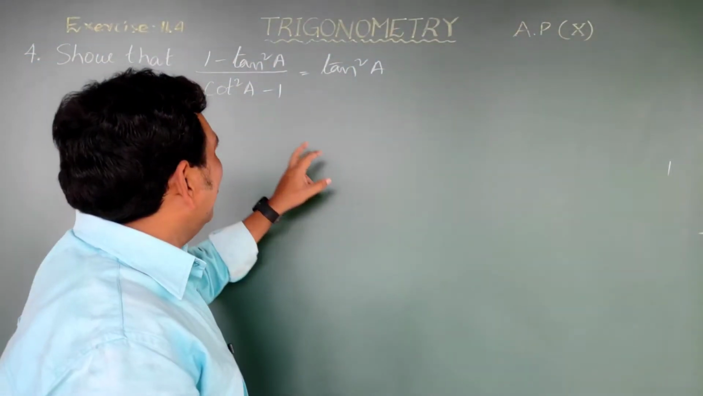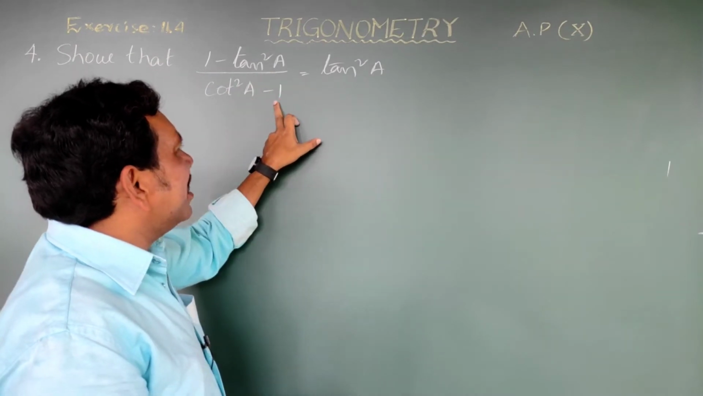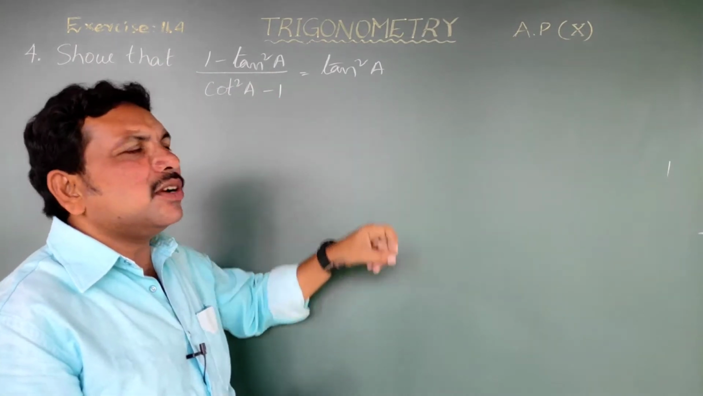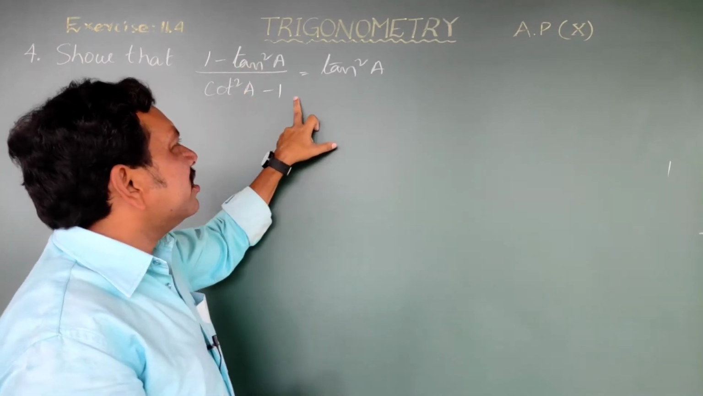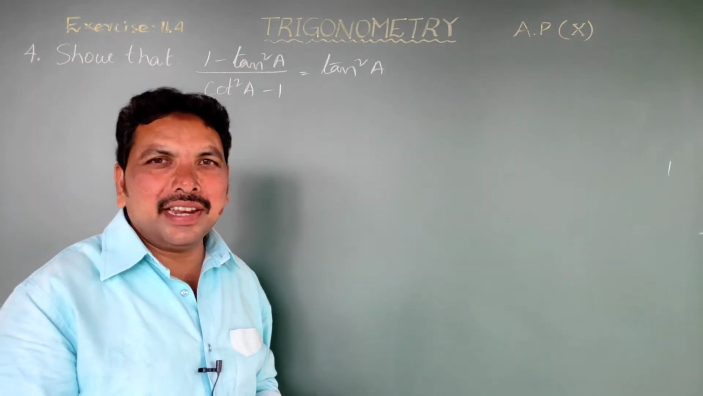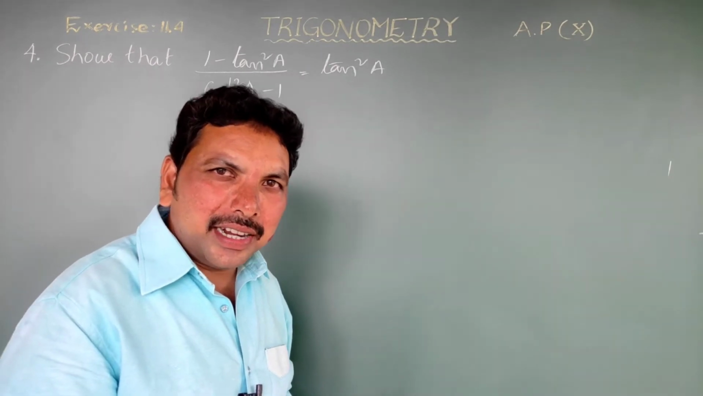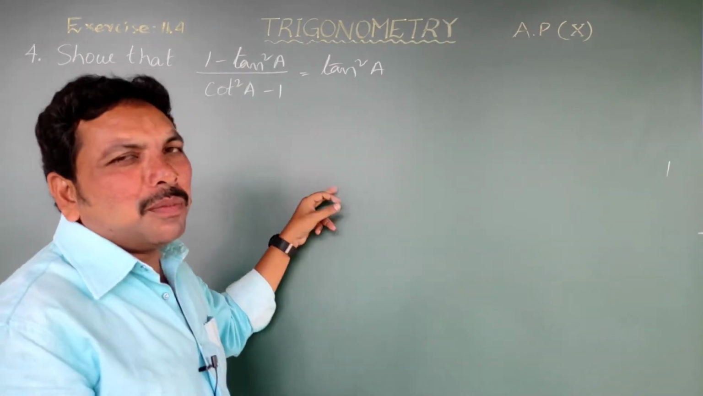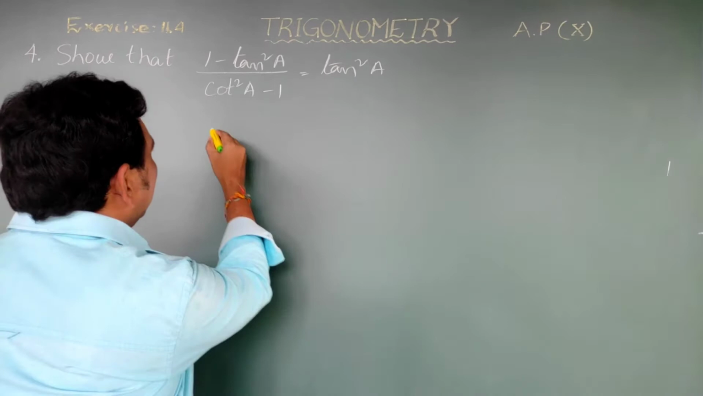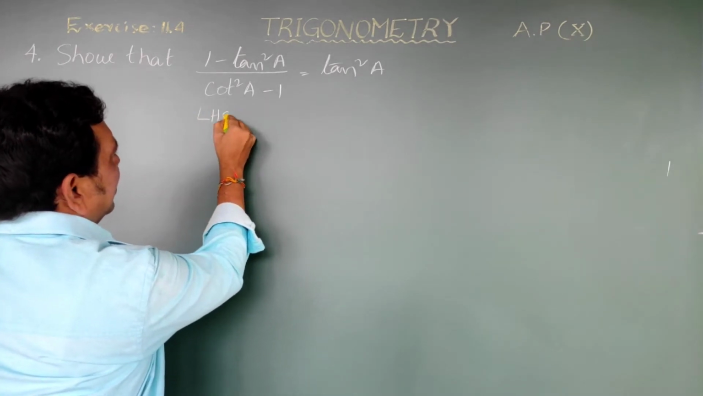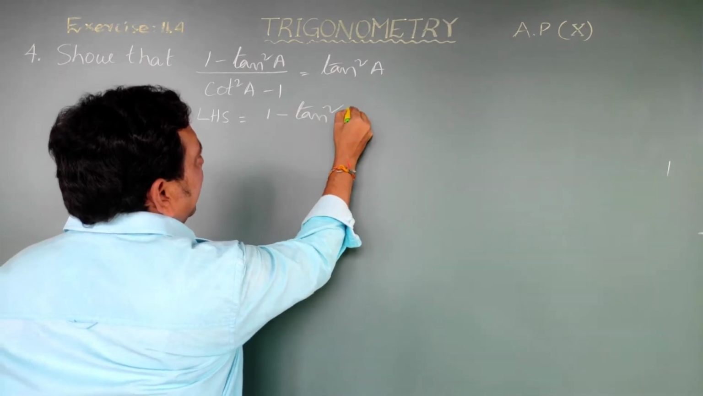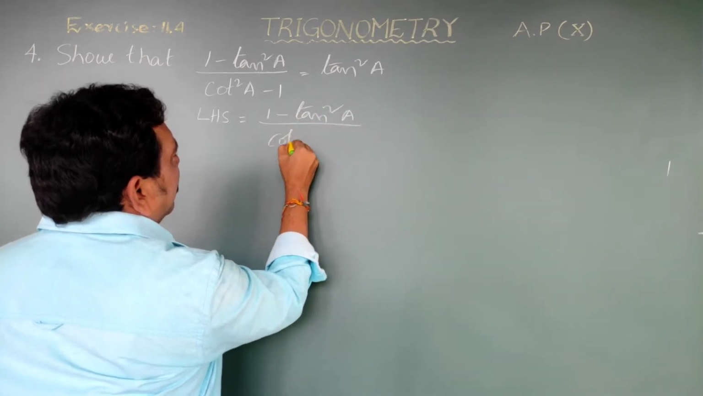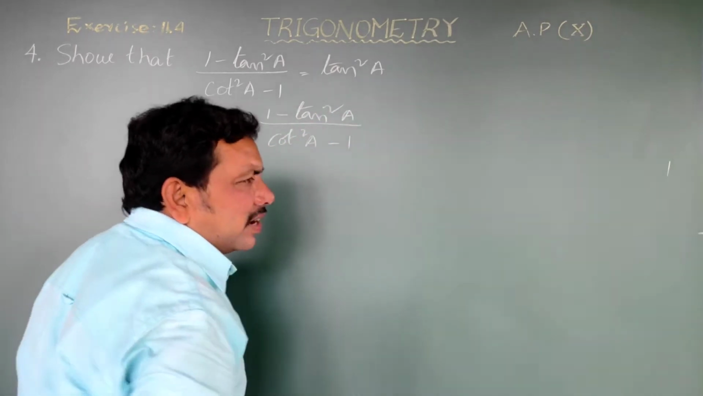Next question. Show that (1 minus tan square A) by (cot square A minus 1) is equal to tan square A. Okay, let us show. In this problem also, take first LHS. LHS is equal to (1 minus tan square A) by (cot square A minus 1).